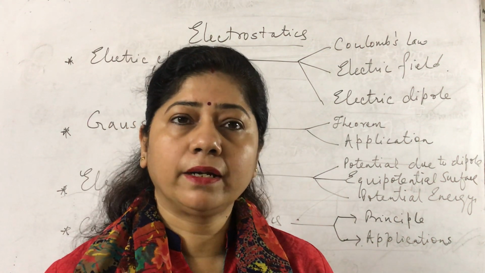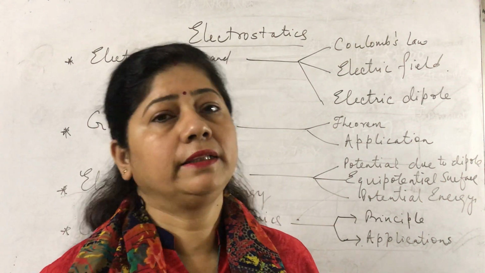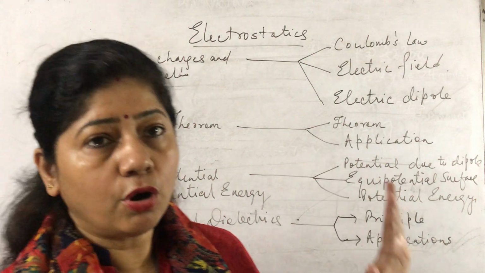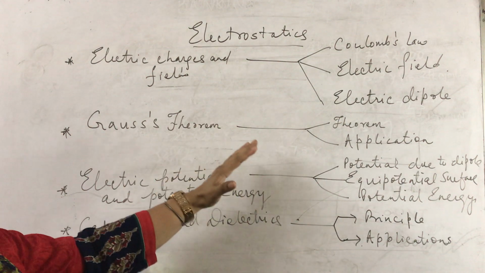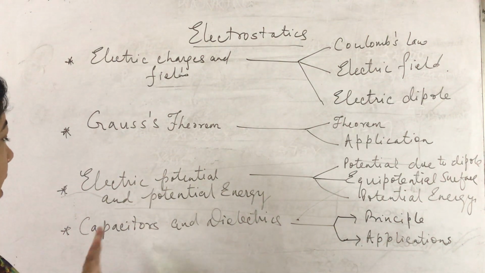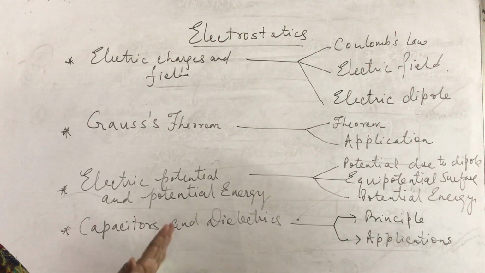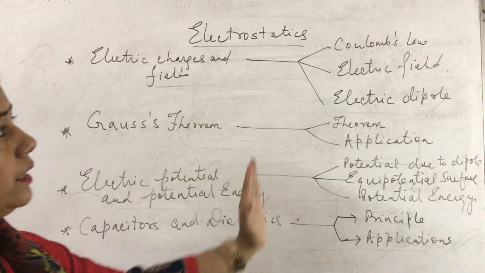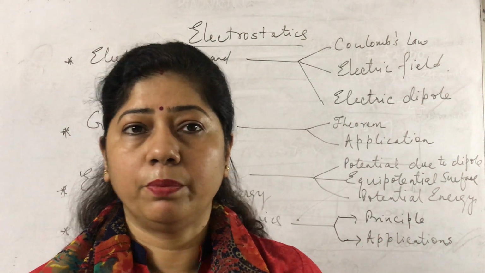When you do the parallel plate capacitor, there are two things you have to take care of: one, you are doing it with dielectric, the other without dielectric. Same, you go for the spherical capacitor. So altogether we have four broad categories: electric charges and fields, Gauss's theorem, electric potential and potential energy, and the capacitors and the dielectrics. This is the complete way the electrostatics chapter has been divided into its different parts and subdivisions.